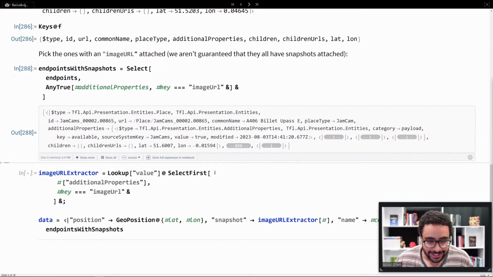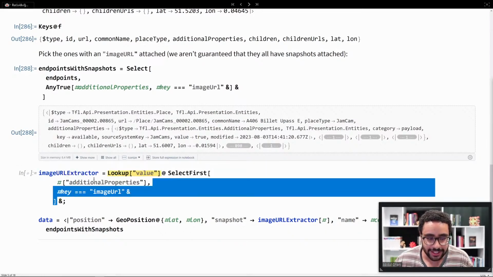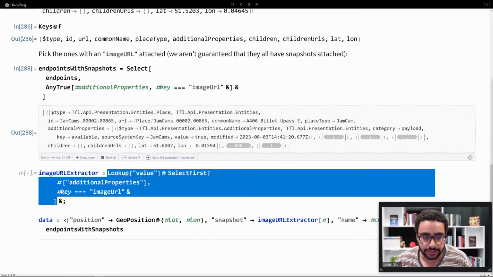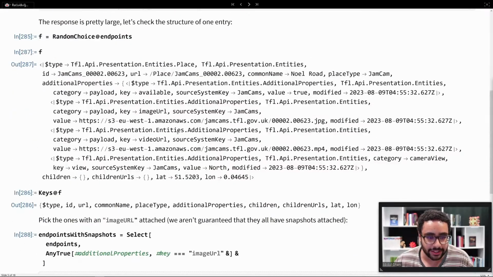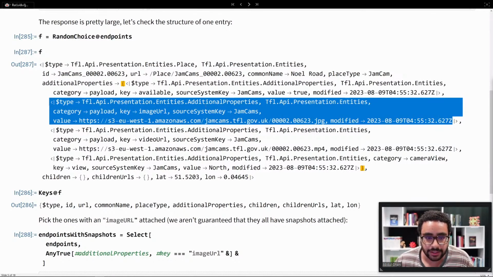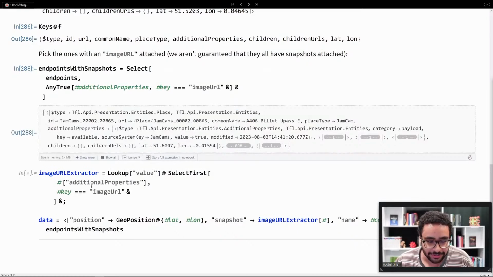Now we actually want to extract the image URL. So what do we do? We're creating an anonymous function here that will pull out the image URL. From each endpoint that looks like this, we go into the additional properties, take the first one, which should be the only one that has this image URL key, and then we take the value. That's what's going on here. The reason I use select first instead of select is because select will give you a list, but select first will give you the element. So it's just a little bit neater.